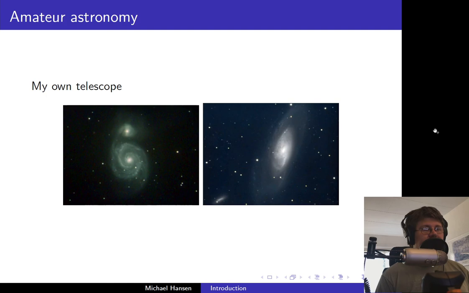All right, so finally, as part of this, I would like to show you some of the images that I've taken with my own telescope. Different galaxies, as you can see. So you can actually get pretty okay details.